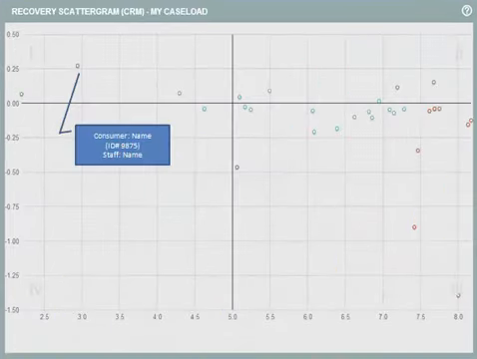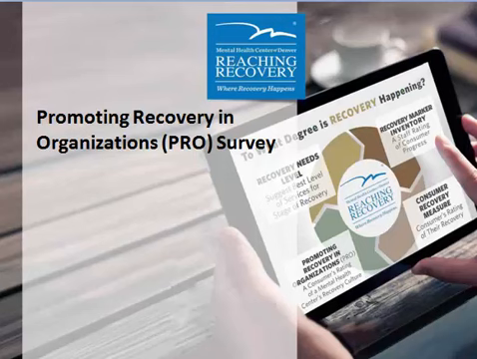The scattergram for the consumer recovery measure is just like the one for the recovery marker inventory in that it is looking at groups of individuals and outliers. This again is used for program management and clinical supervision.